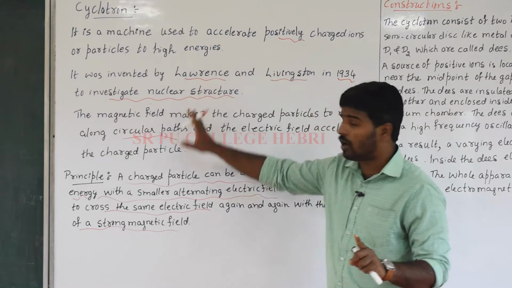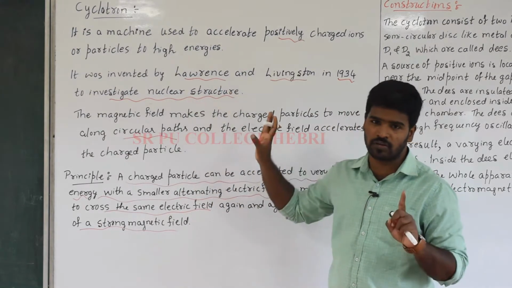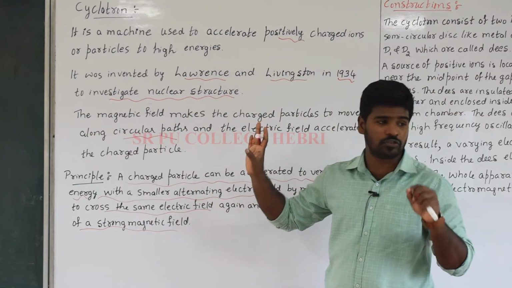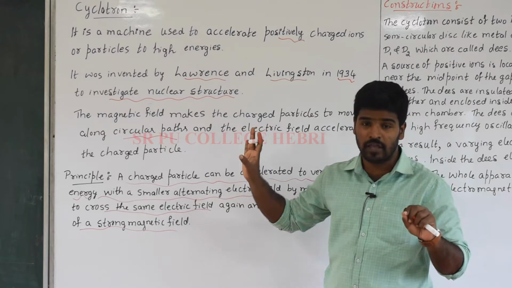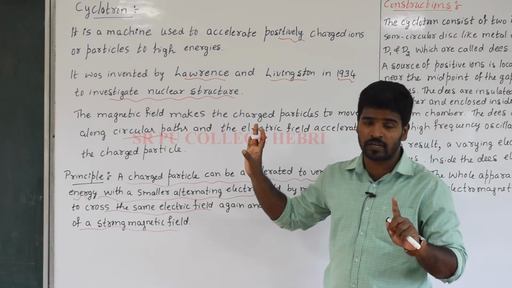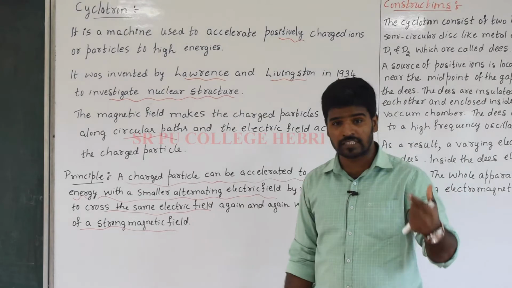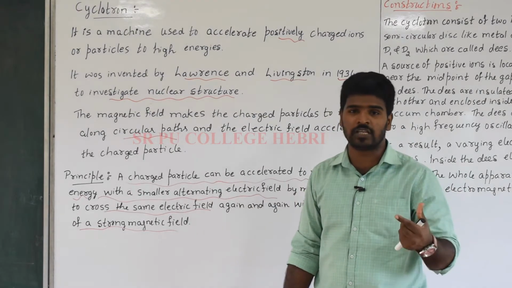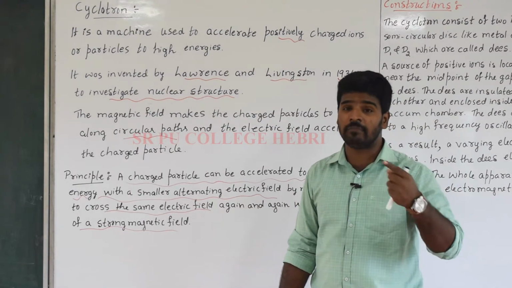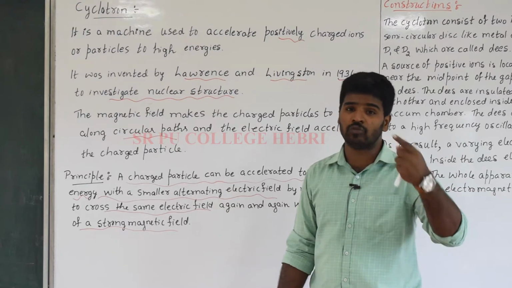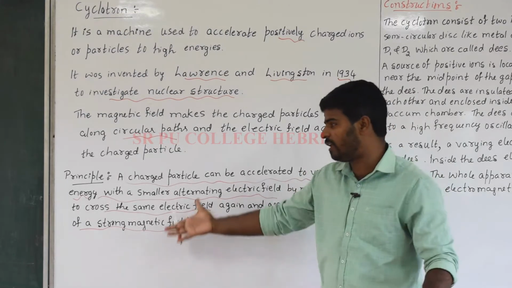This is all about the basic concept of cyclotron. Cyclotron is a device which is used to accelerate the positively charged particle. There is the presence of electric field and magnetic field. Electric field that can energize or accelerate the charged particle. Magnetic field that can make the charged particle move in a circular path. Based on that, we are done with the principle.